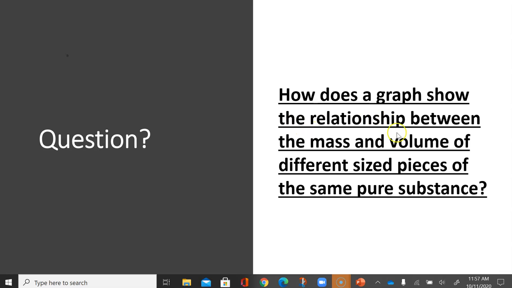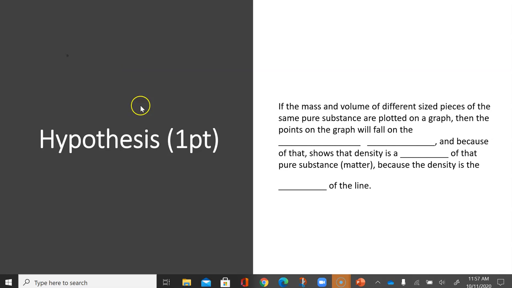So how does a graph show the relationship between the mass and volume of different size pieces of the same pure substance? Let's take a look at that. If the mass and volume of different size pieces of the same pure substance are plotted on a graph, then the points on the graph will fall on, and there are a couple of answers that might be acceptable here, blank blank, and because of that it will show that density is a blank of that substance or matter, because the density is the blank of the line. So these are things that were discussed in the density blocks lab.